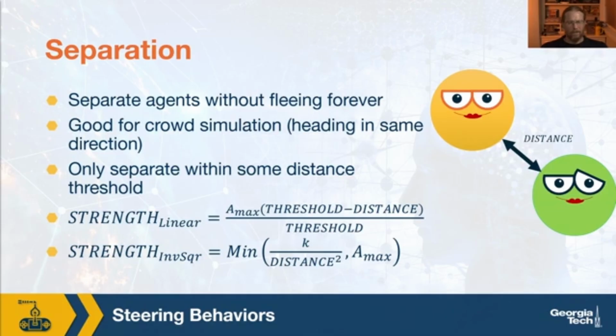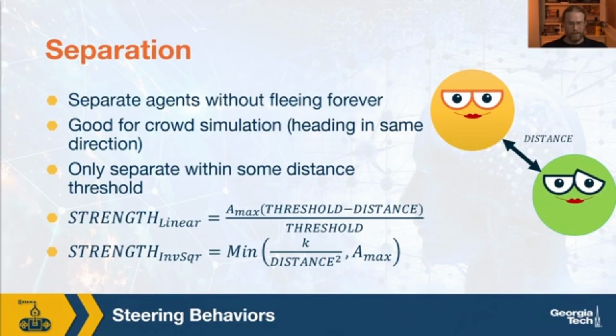There are a couple of different approaches we can take to calculate the strength of this separation force. We could use a linear force. In this case, we have the maximum acceleration times threshold minus distance, where the threshold is the separation distance that we desire, and then we divide by the threshold as well: maximum acceleration times (threshold minus distance) over threshold.